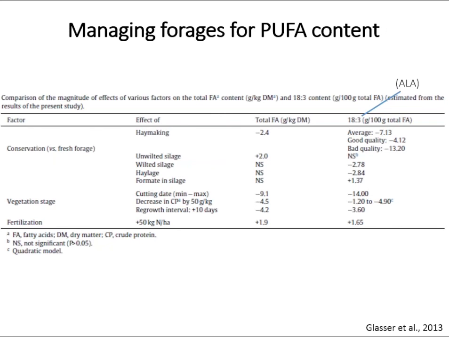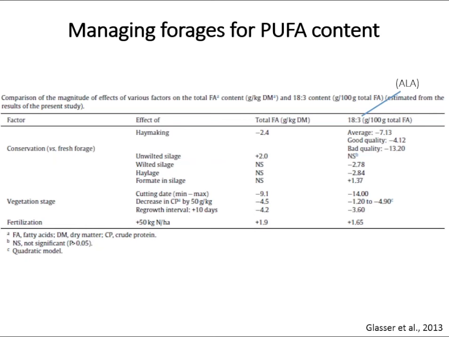So in terms of how we can manage our forages for these ideal forage fatty acid contents, this is a meta-analysis done by some French scientists, and the way this data is presented is that the first and second column are effects on the average total fatty acid content as well as the average alpha-linolenic acid content.